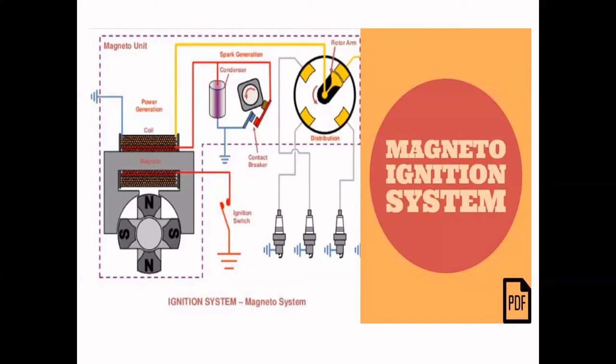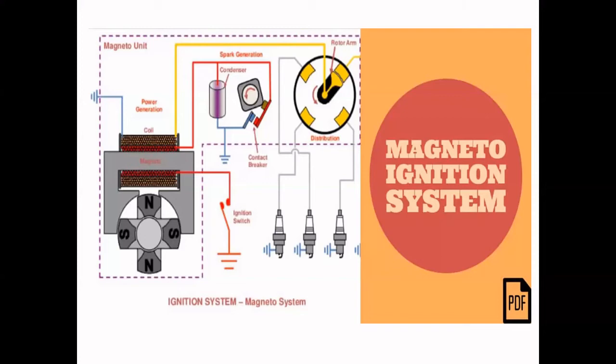As the rotor of this distributor starts rotating, you can see at the center. As the rotor starts rotating, the higher voltage produced by the magneto is received by the distributor, and the distributor will supply this current to different spark plugs for producing the spark in the gap which is required for ignition in the combustion chamber.